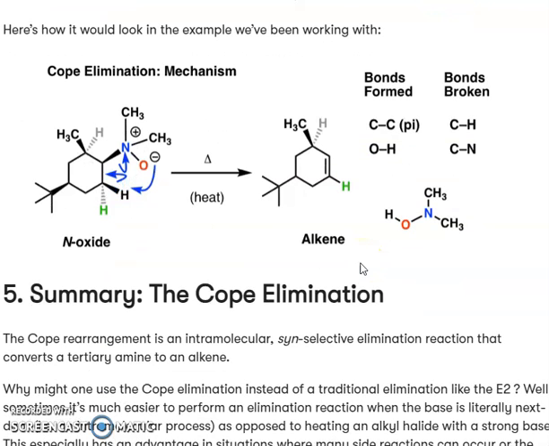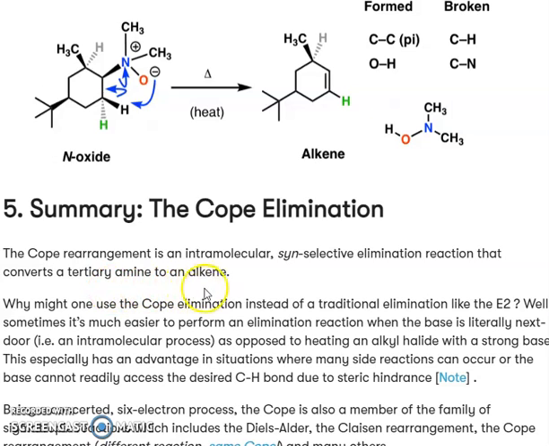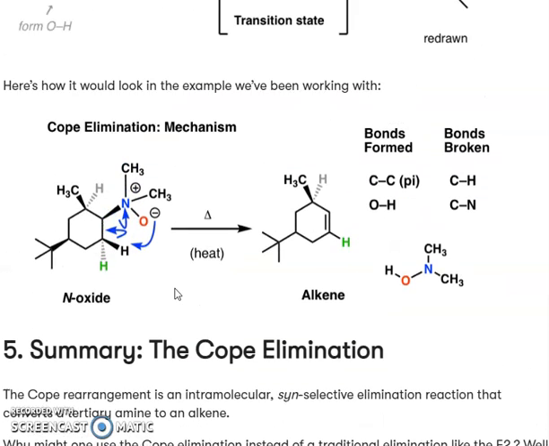So friends, in summary, the Cope elimination is an intramolecular syn-selective elimination reaction that converts a tertiary amine into alkenes. So friends, hope this video will be helpful to you.